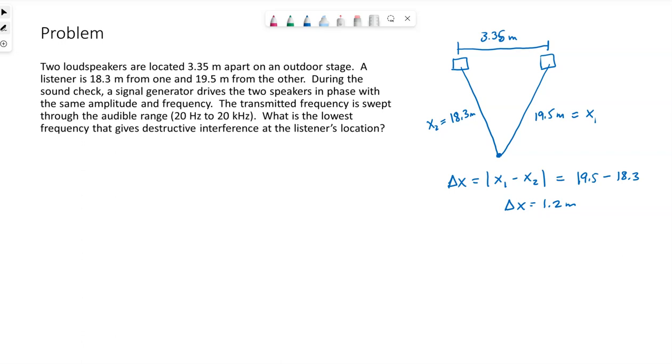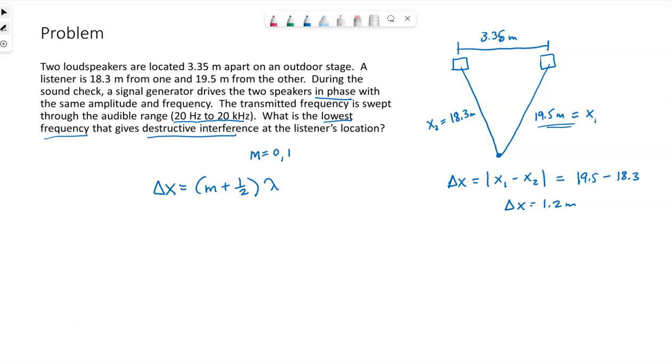What that means is the sound from the second speaker, the right speaker in my picture, is traveling 1.2 meters farther than the sound from the left speaker. So here they're changing frequencies between 20 hertz and 20,000 hertz, and we want to find the lowest frequency that gives destructive interference. It's driving the two speakers in phase with the same amplitude and frequency, so we can get this situation of perfect destructive interference.